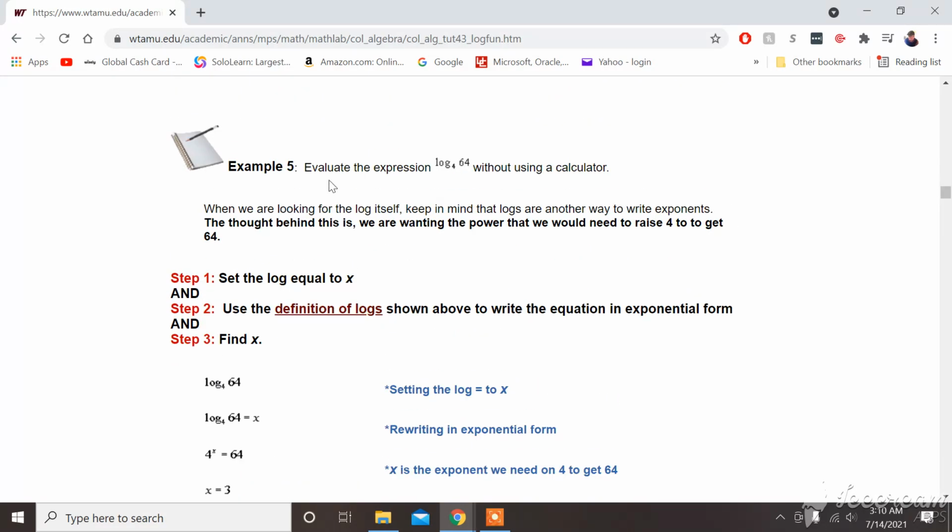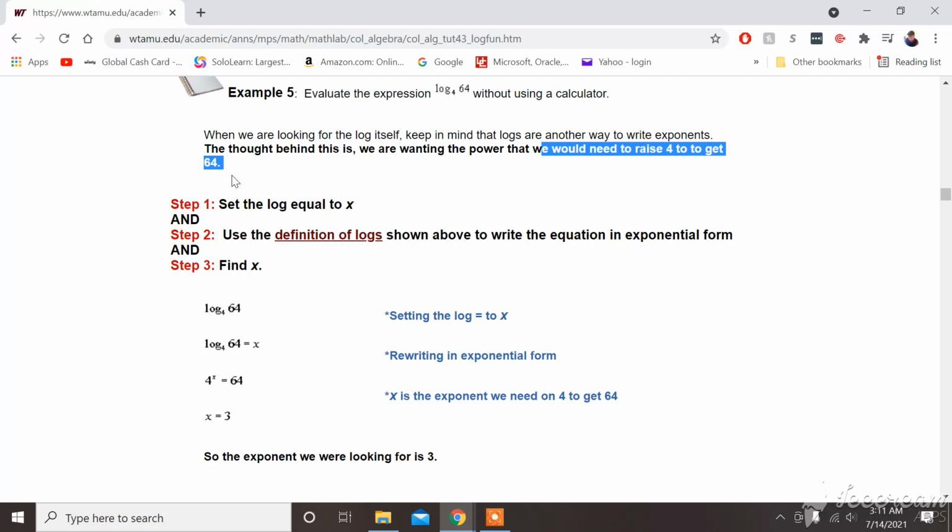Alright. Evaluate the expression log base 4 of 64 without a calculator. When we are looking for the log itself, keep in mind that logs are another way to write exponents. The thought behind this is we want the power that we would need to raise 4 to to get to 64. It may sound a bit complicated, but when we get through the problem, it's going to be easier.